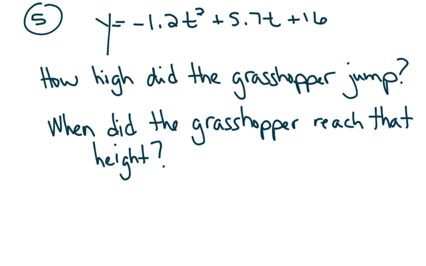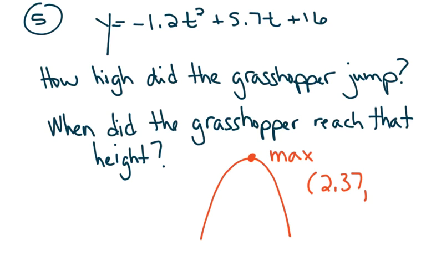So when you graph this, first of all, you should know it's going to be an upside down parabola because the leading coefficient's negative. That means it's going to have a maximum value. So when you graph it, you want to find the maximum. Use the maximum function under the second trace menu. You should get approximately 2.37 and then 22.77. I just rounded to the nearest hundredth.